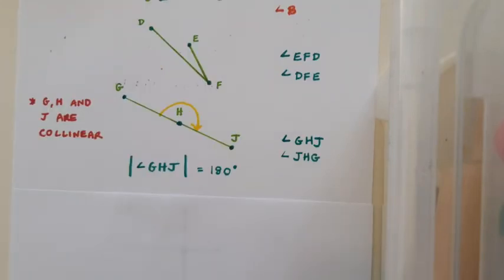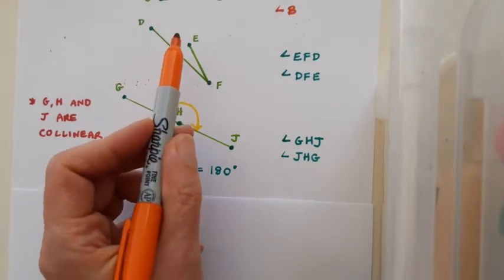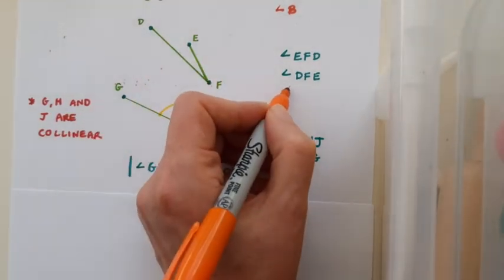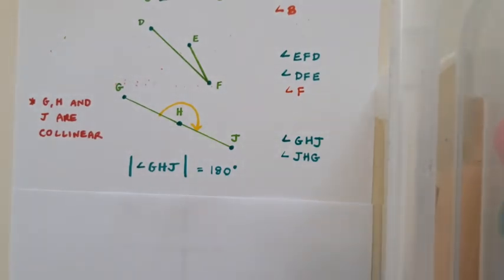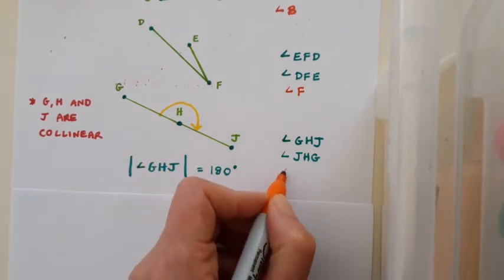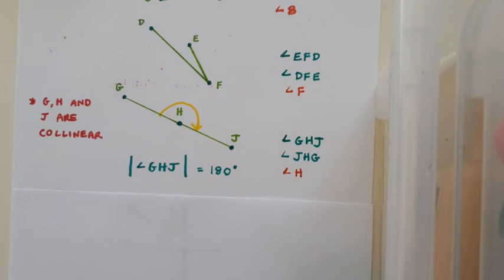Just before we move on, note that in the case of this angle, it's possible that the angle might be called the angle F, although you'll see that a lot less frequently than the three-letter combination. And it's possible here that the angle might be referred to as the angle H. But again, the three-letter combination is more common.